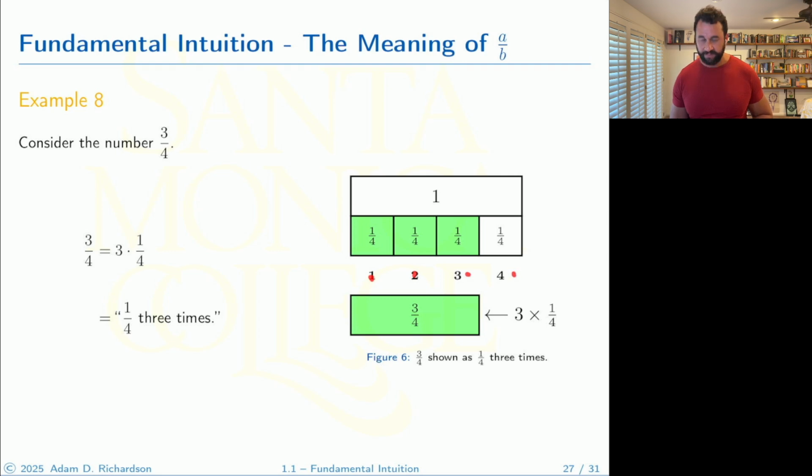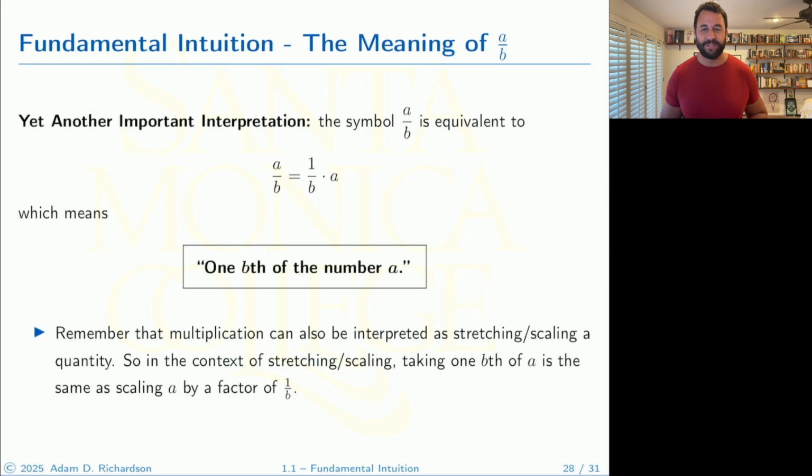One, two, three, four. Okay, so if I cut it into four equal sized pieces, let's count three of them. One, two, three, and you get 3/4. This is the length of 3/4 as long as this is the length of one. So this is equal to three times 1/4, or 1/4 three times, right? There you go. So these strips can really help. The interpretation is still valid. Everything's all good. Now, here's another important interpretation.